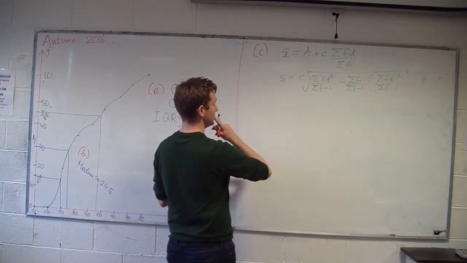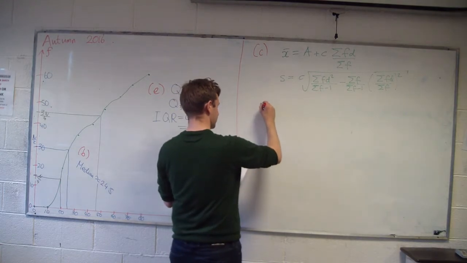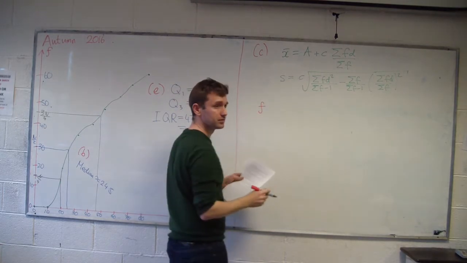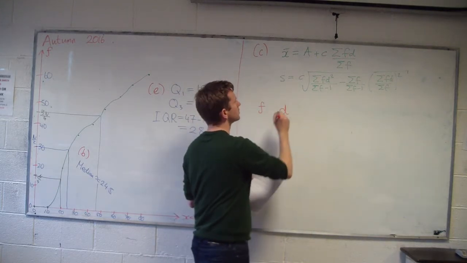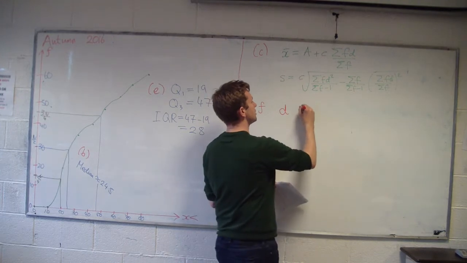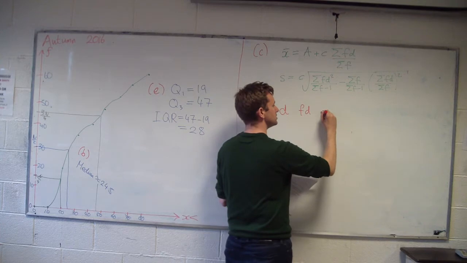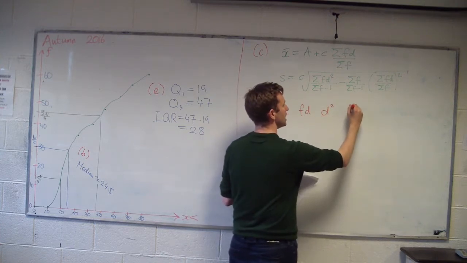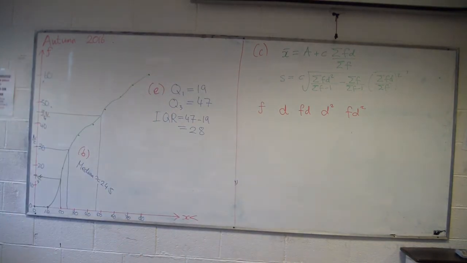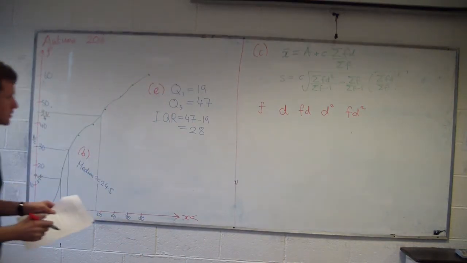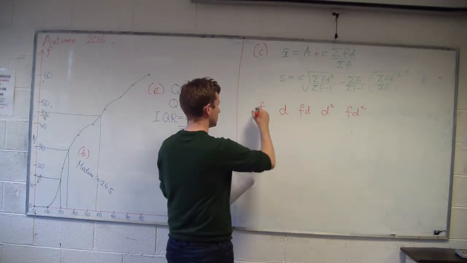Okay, let's look at what we need. A, we'll worry about that a little bit later. C, we'll worry about that a little later. Let's look at the f's. We need f, we need d, we need f by d, and we need f by d squared, so it might be easy to do d squared first, and then f by d squared. I think that's everything we need. One, two, three, four, five, six, seven.